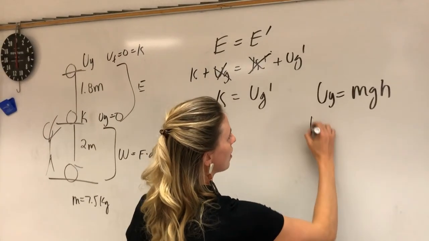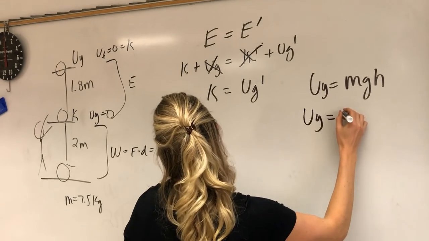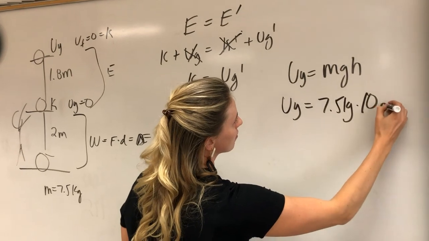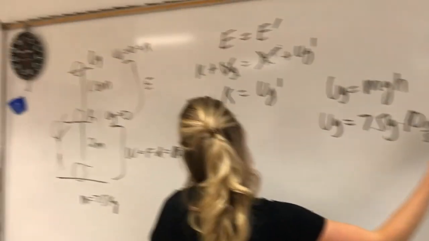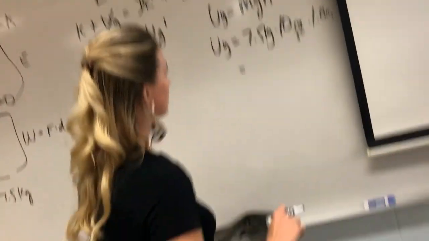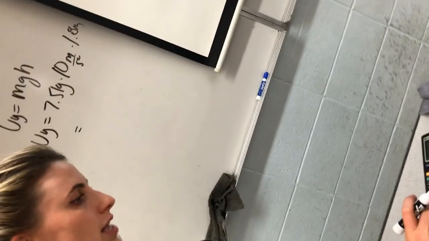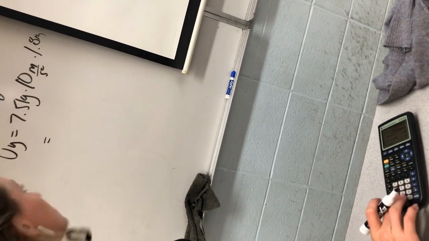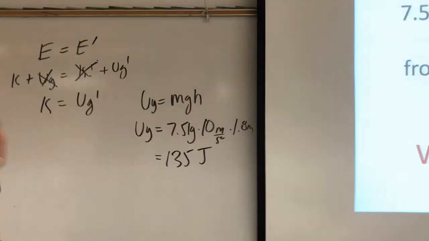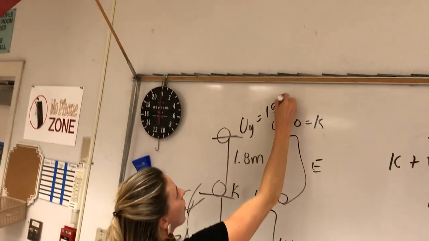So over here, UG equals my mass, 7.5 kilograms, times my gravity, 10 meters per second squared, times my height, 1.8 meters. My UG is going to be 7.5 times 10 times 1.8, and I get 135. Sounds good to me. 135 joules of potential energy. So at the top, the UG is 135 joules.